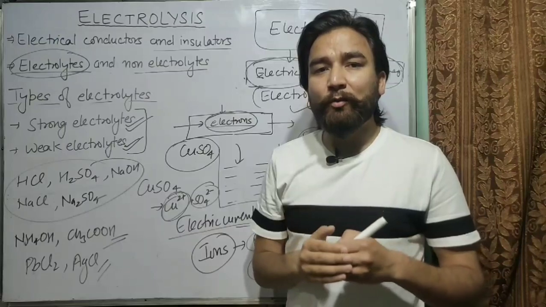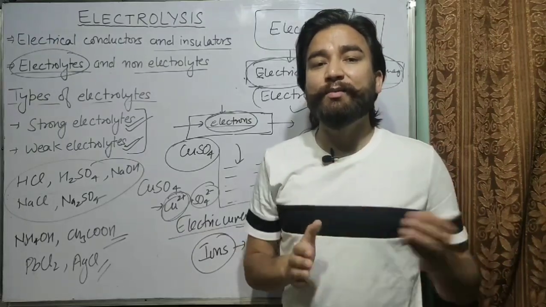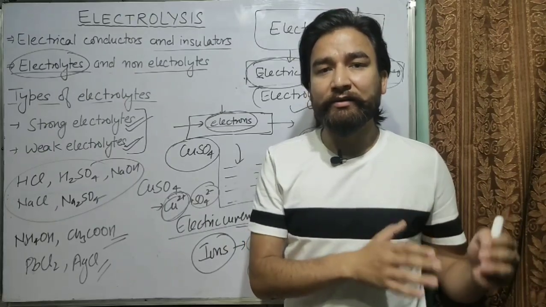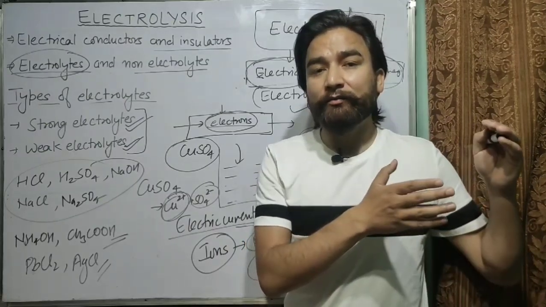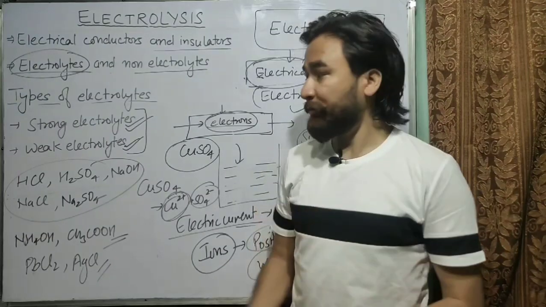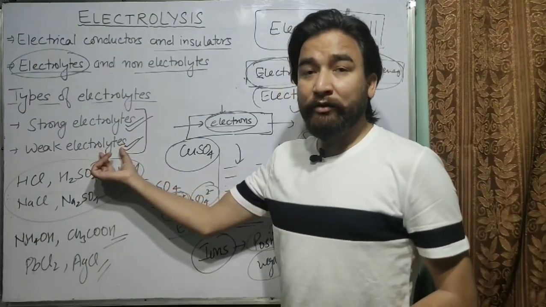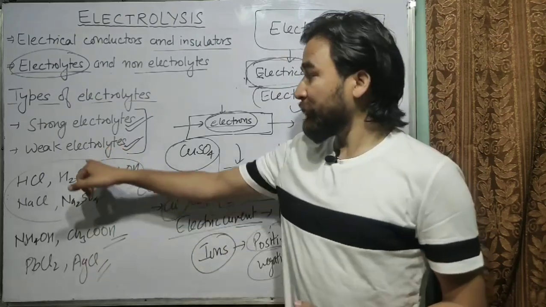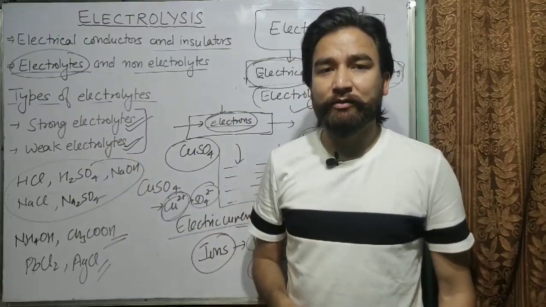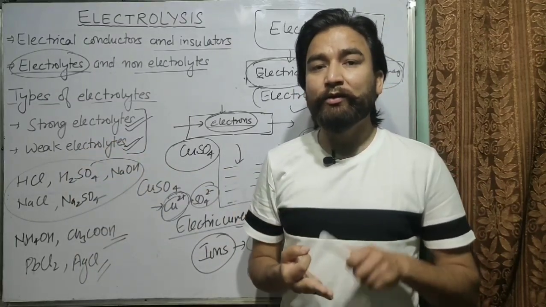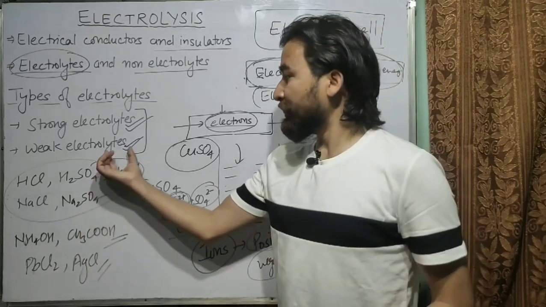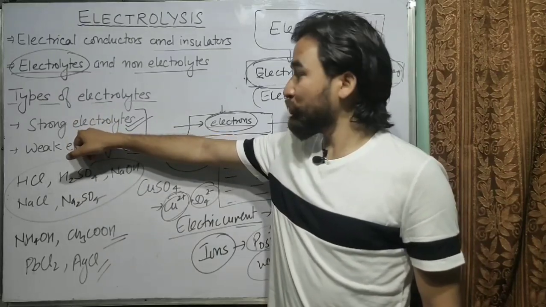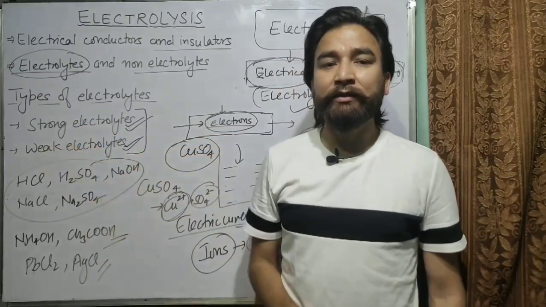So because they dissociate almost completely, they can form a large number of ions, and due to the formation of a large number of ions, they can conduct a large amount of electricity. But because weak electrolytes do not dissociate completely, they dissociate only partially, therefore they will form a small number of ions in their solutions. So because ions are responsible for conducting electricity, they can conduct a small amount of electricity. So that is the difference, that they can conduct a huge amount of electricity while they can conduct a small amount of electricity.